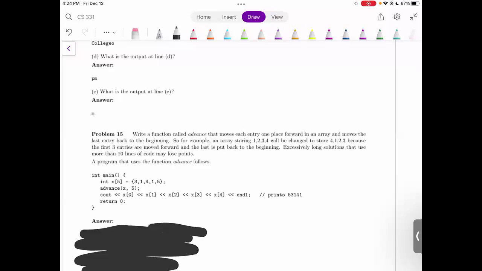So for advance, we have to move each entry one place forward in an array and move the last entry to the beginning. Essentially, if you have the array 5, 1, 2, you advance it to 2, 5, 1. Each one moves 1 to the right. They call it forward, but it's to the right.